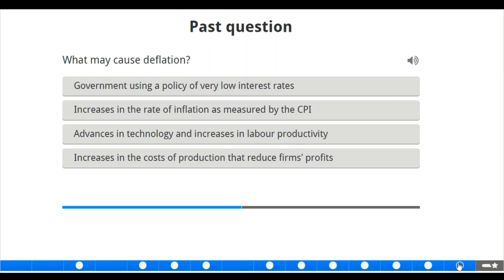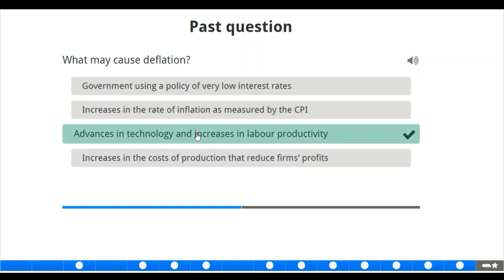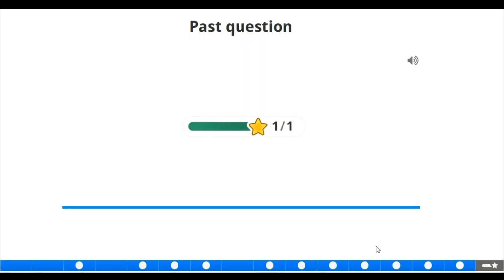We now have the question related to deflation. What may cause deflation? What do you think can cause the general fall in the price level of goods and services? Government using a policy of very low interest rate, is that so? Increase in the rate of inflation as measured by the consumer price index, advances in technology and increases in labor productivity, increases in the cost of production that reduce firm cost. Of course, advances in technology and increase in labor productivity can be the causes of deflation.